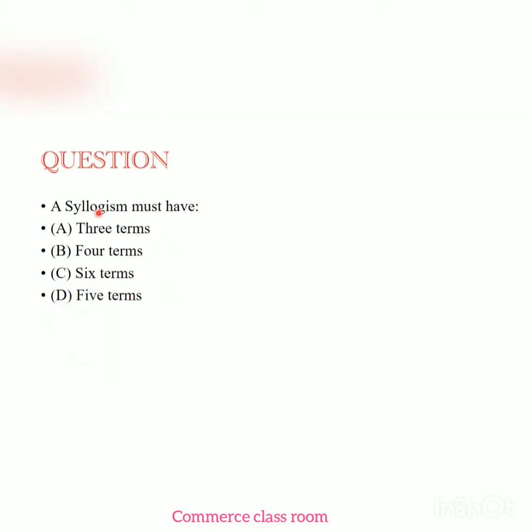Next question. A syllogism must have option A, 3 terms, option B, 4 terms, option C, 6 terms, and option D, 5 terms. The answer is option B, 4 terms. Syllogism must have 4 terms.